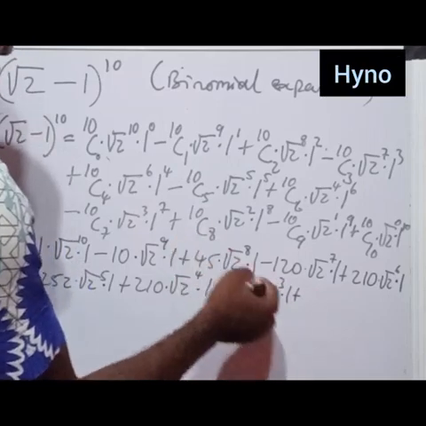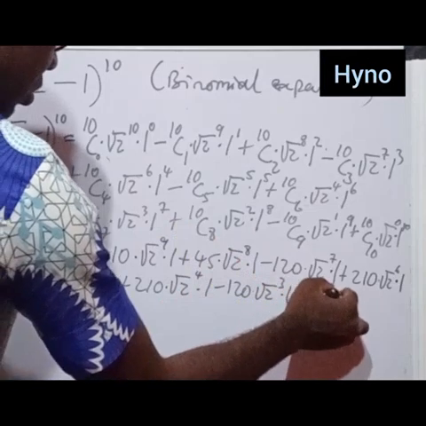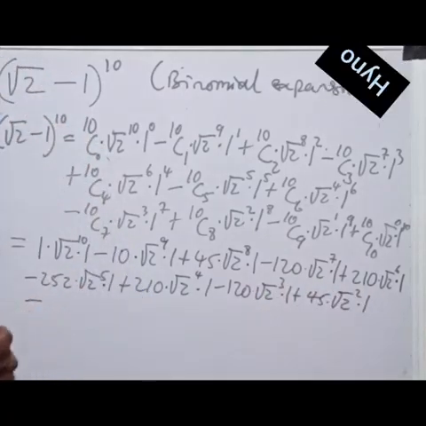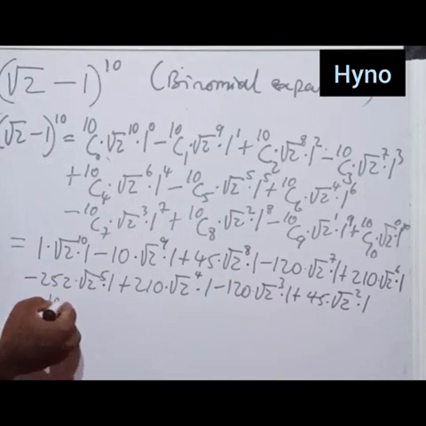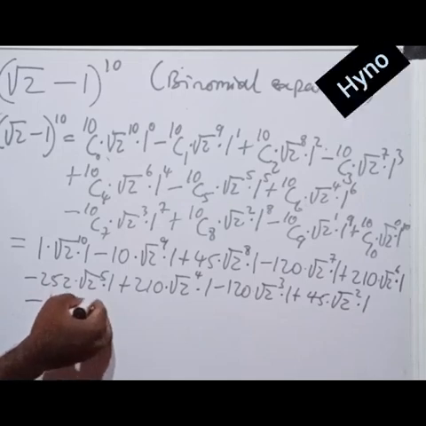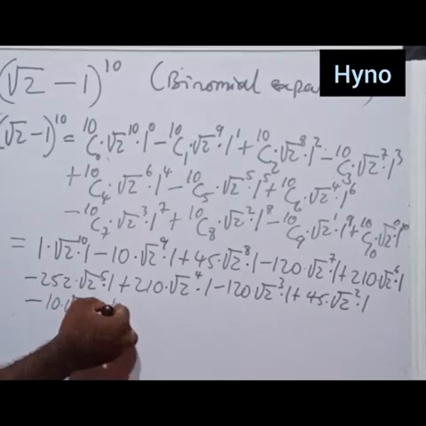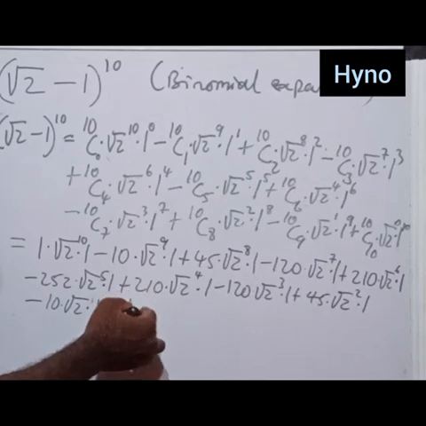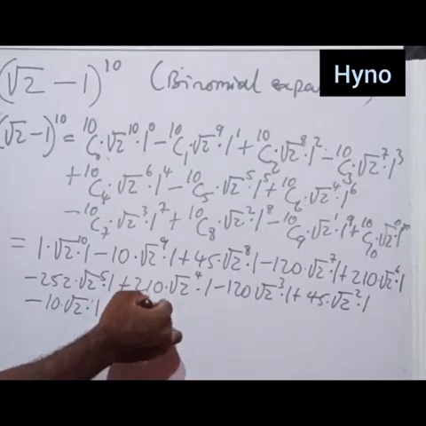Plus 10 combination 8 will give us 45 times root 2 raised to the power 2 times 1 raised to the power 8 is still 1. Then minus again, 10 combination 9 will give you 10 times root 2 raised to the power 1, which is root 2, times 1 raised to the power 9 is still 1. Then plus 10 combination 10 is 1 times root 2 raised to the power 0. Any number raised to the power 0 is still 1. And 1 raised to the power 10 is still 1.